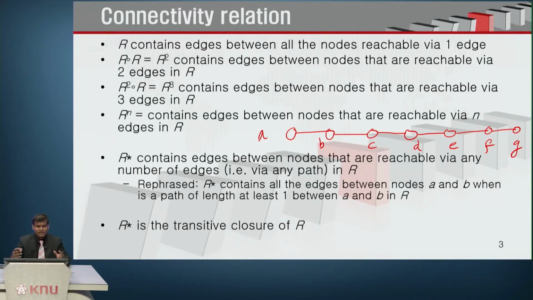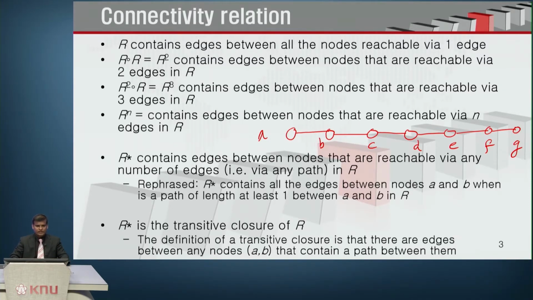In the connectivity relationship that we are talking about, that's where the actual degree of separation comes in. As you can clearly see from this connection, A to G, there are 6 degrees of separation, and this is what has been explained here in this slide. The definition of transitive closure is that there are edges between any nodes A, B that contain a path between them. Well, we talk about the edge, the path.